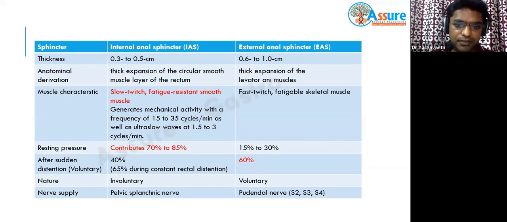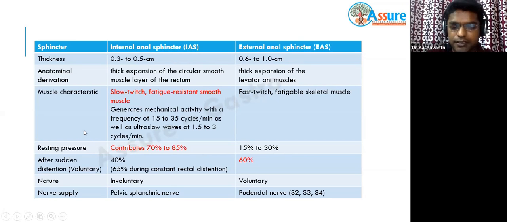So I have summarized this in a table. Now, knowing the internal anal sphincter and external anal sphincter: the internal anal sphincter is a modification of the circular smooth muscle of the rectum. It measures about 0.4 centimeter, whereas the external anal sphincter measures about 0.8 to 1 centimeter in thickness. It is because of the thick expansion of the levator, which is a voluntary skeletal muscle. As we know, skeletal muscles are fatigable and fast in action, whereas the smooth muscle of the internal anal sphincter is slow, fatigue resistant, and slow twitch.